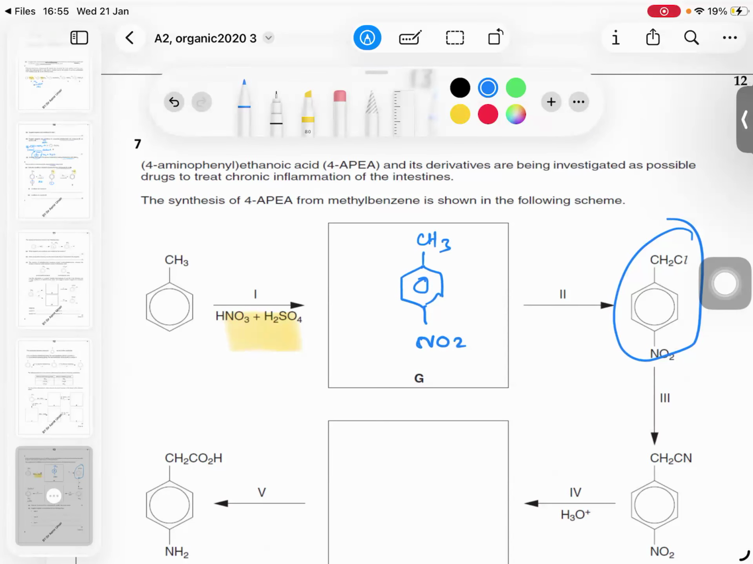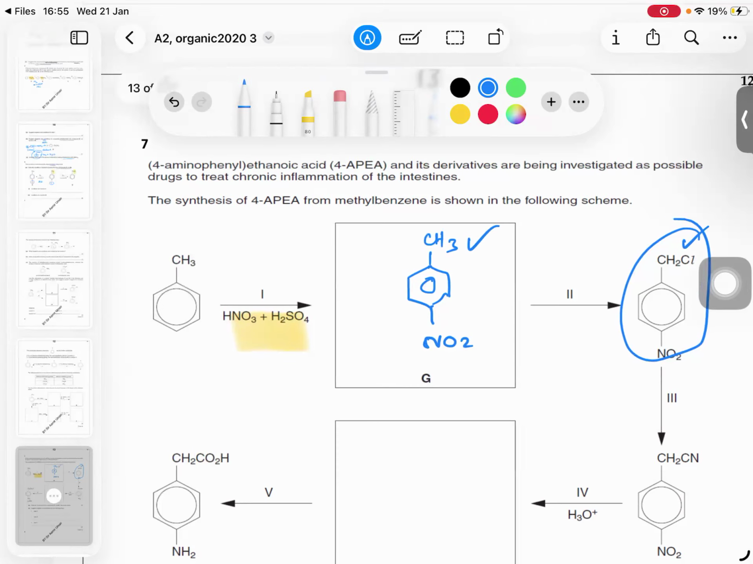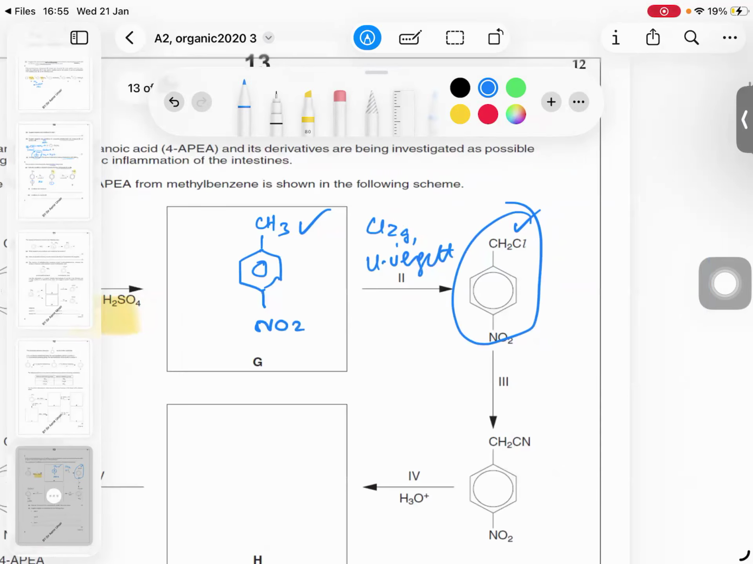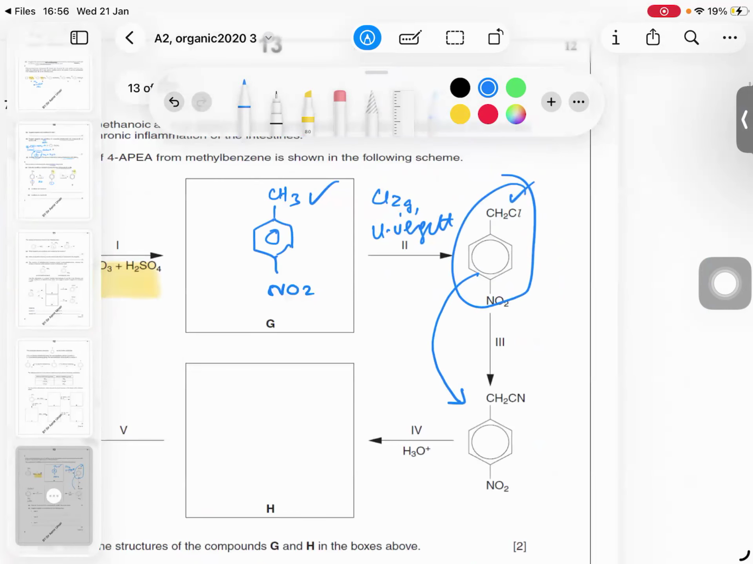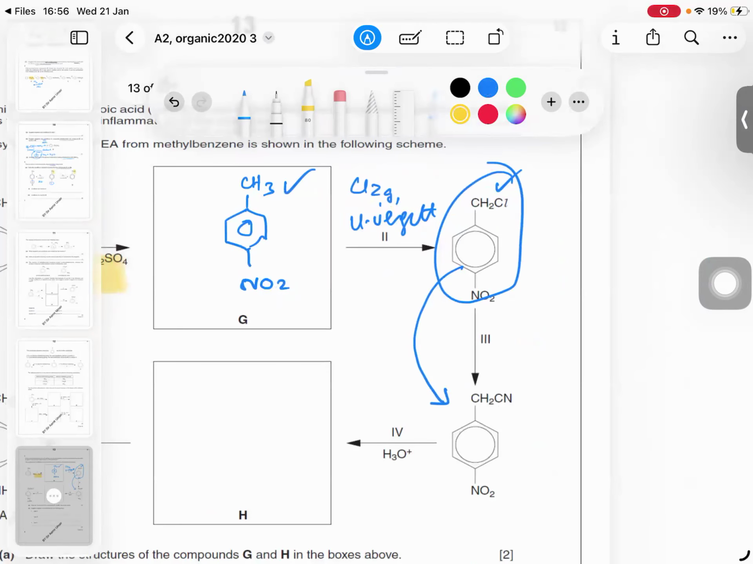And then you can see the CH3 also turning into what? CH2Cl. So this is Cl2 with ultraviolet light. Now, look at this closely. What happened in this reaction? This is not A2, this is AS. What changed? When you are doing organic, just closely look at the change. The only one change is here, that CH2Cl turning into CH2CN.